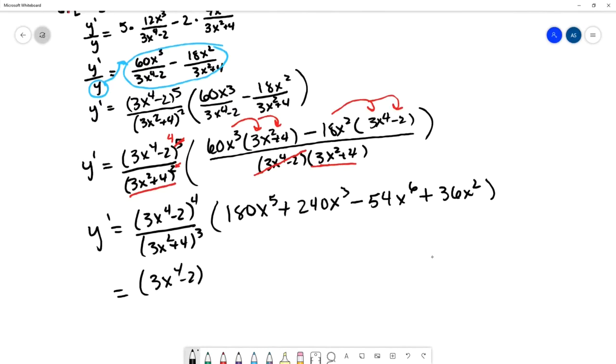Let's see if we have any like terms we can combine in there. So we do not. So let's write this as... let's see, actually we have a common factor we could cancel out. All of these terms have x's, so we could factor out an x.